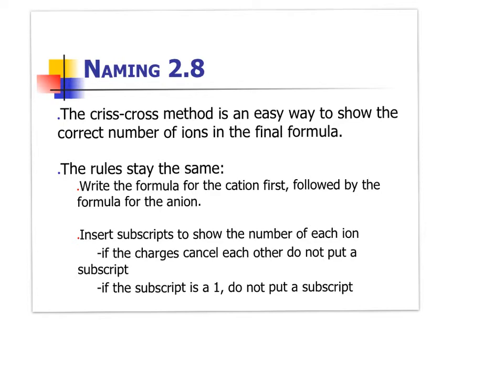You write the formula for the cation, followed by the formula for the anion. So that first rule stays the same. All you have to do is ask yourself, do the charges cancel out? If the charges cancel out, you don't need to worry about the crisscross method. This crisscross method works when the charges don't add up to 0. So when the charges don't add up to 0, that's when you use the crisscross method, or you can reason your way through it, just like I had done on the previous example.